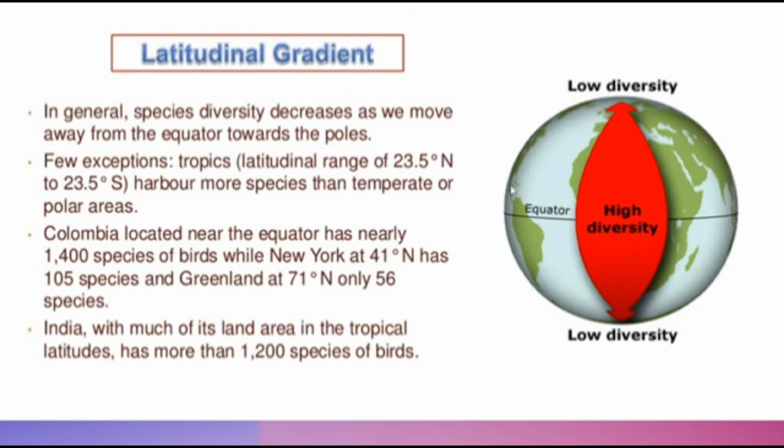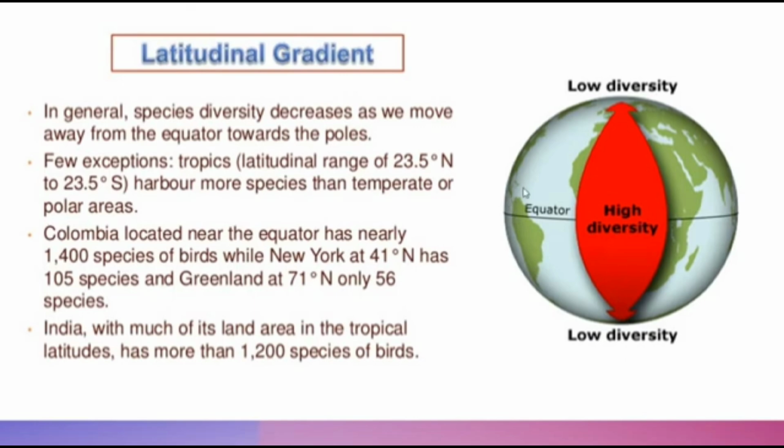If you observe, the number of species will decrease when it moves from the equator towards the pole. So here is the equator, here more number of species will be present, and when we move from the equator towards the pole, the diversity of the species will decrease. Whether it may be the north pole or the south pole, when we move from the equator to the polar region, the number of species will decrease.